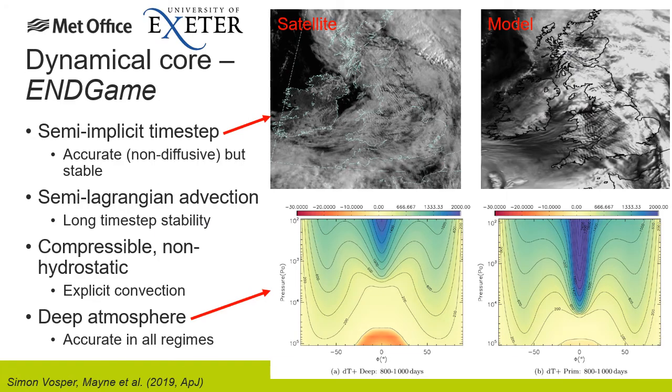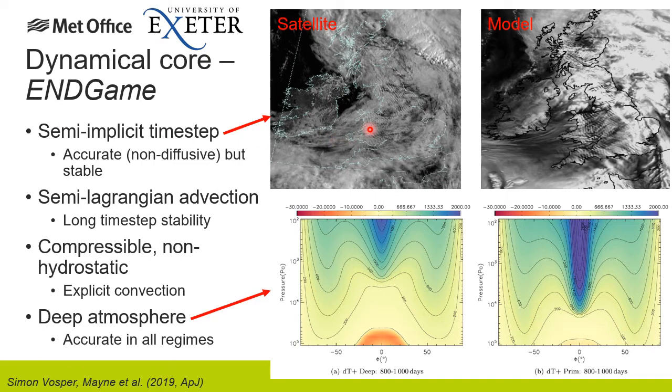So I'll spend the next few slides talking through the key components that make up the model, the first of which obviously is the dynamical core, which is called ENDGame. One of the useful aspects of this is it has a semi-implicit time-stepping structure which gives accurate, by that I mean non-diffusive but stable results.